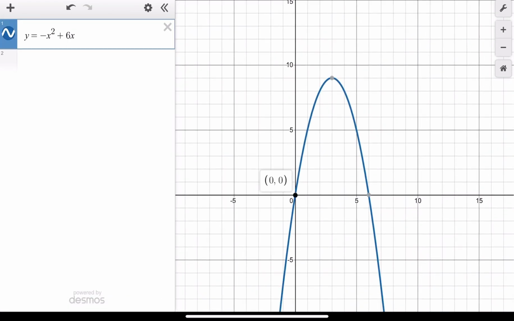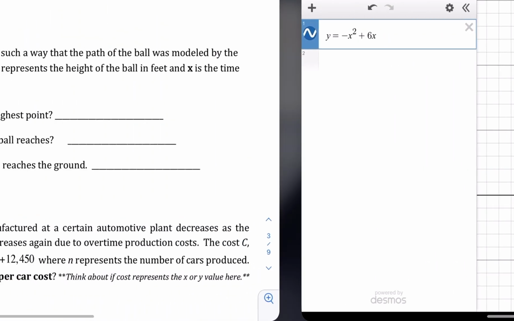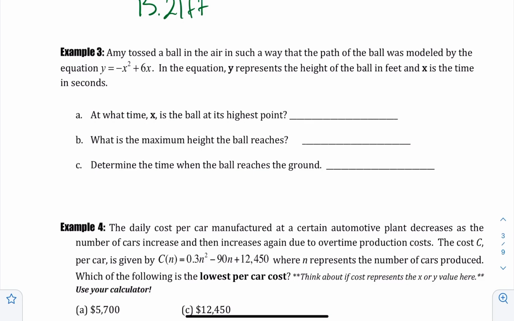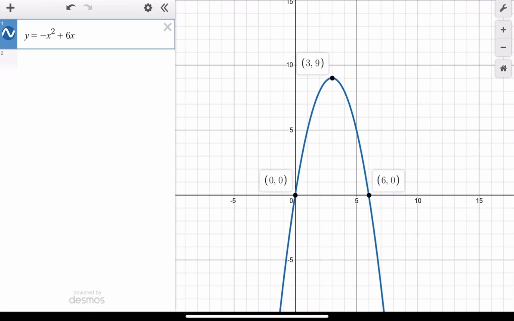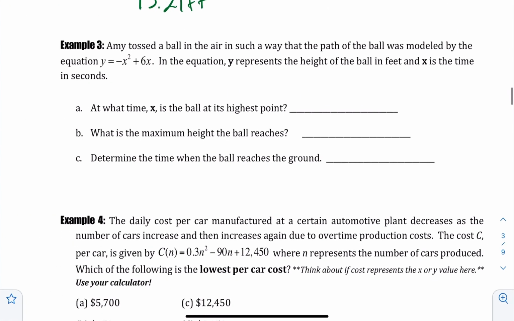And now I've got my 3 key points, and we're going to go back and see what questions we can answer. At what time is the ball at its highest point? Time is my x values, and we can see that I have a maximum, or vertex, of (3, 9). The x value, or the time component, is 3, and the y value, or the height, is 9. So it reaches its maximum at the 3-second mark.